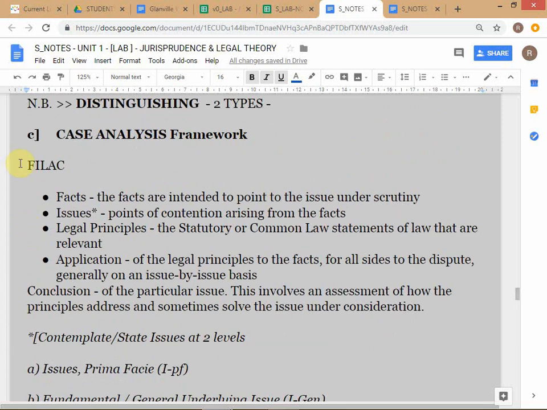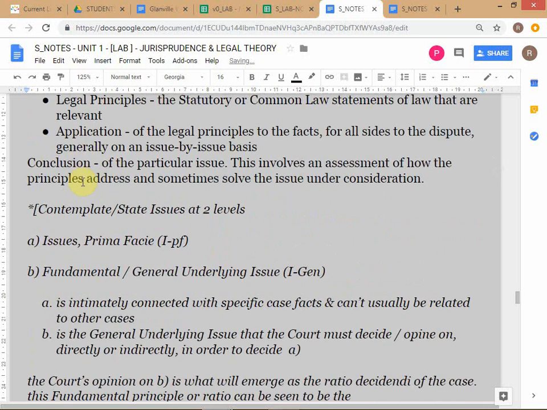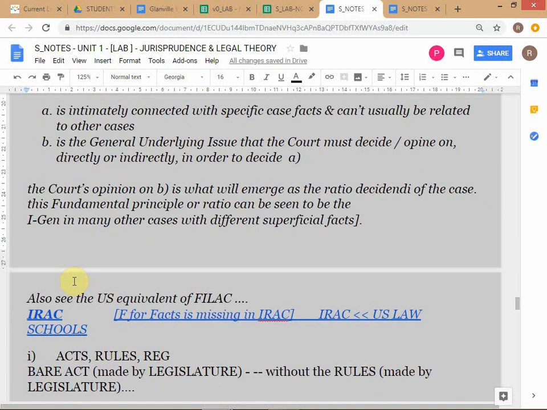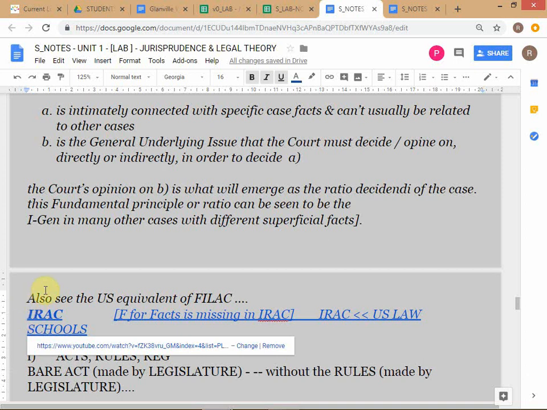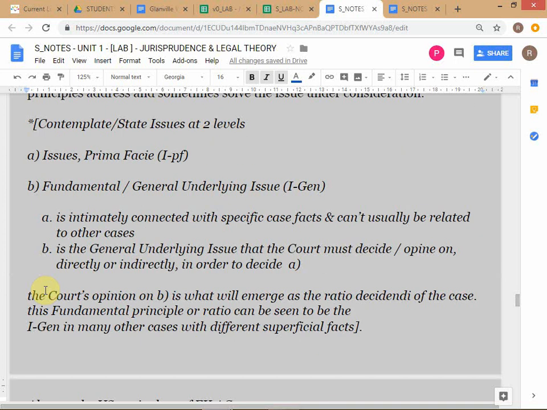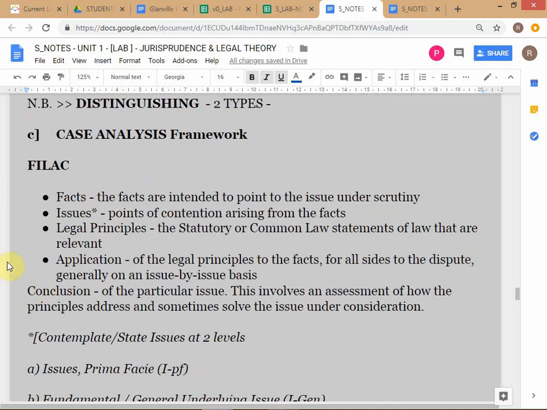and FILAC. Okay, so FILAC is a term that is used in Australian law schools, and IRAC is used in the US law schools. All that is missing from IRAC is that there should be an F in the beginning. You can read it in brackets, although in the US they don't use the word FIRAC, they use IRAC, but they have left out the facts part. You can always add that, and then compare it with FILAC. Everything is the same, the only difference is L and R.